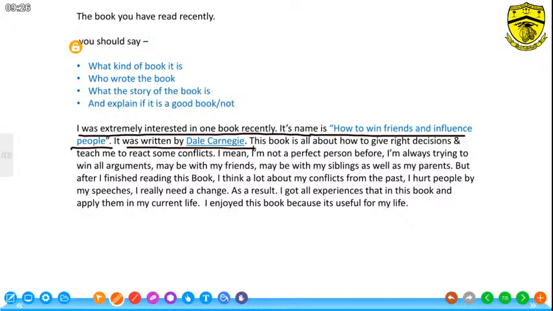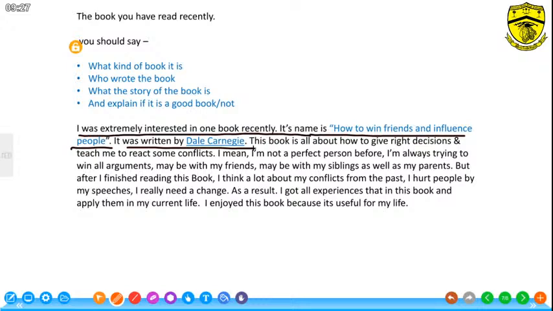Then you have to describe what the things in the book are. This book is also about how to make right decisions and teaches me to react to conflicts. I mean, I was not a perfect person before. So this is the narrative paragraph, because it tells about my experience. Right? I read the book and give some ideas about that book.